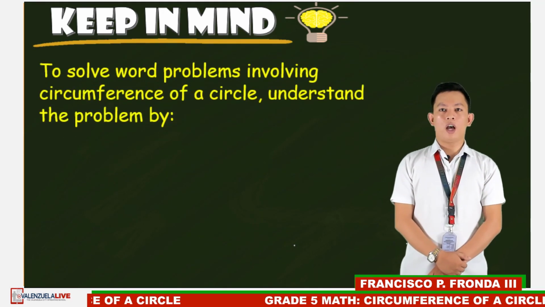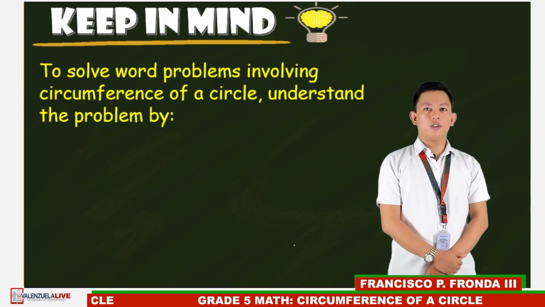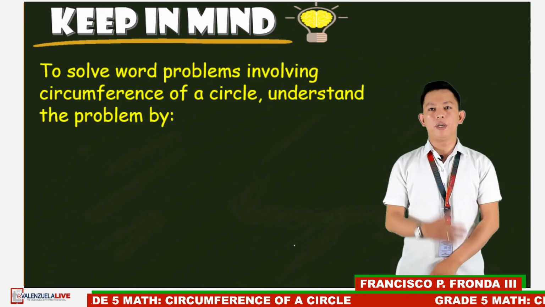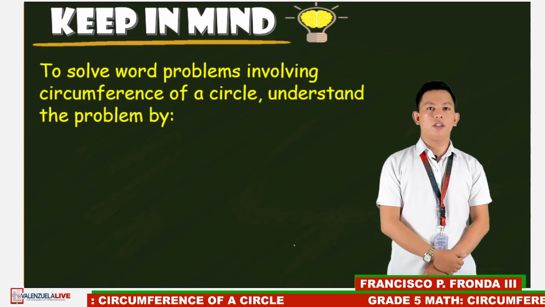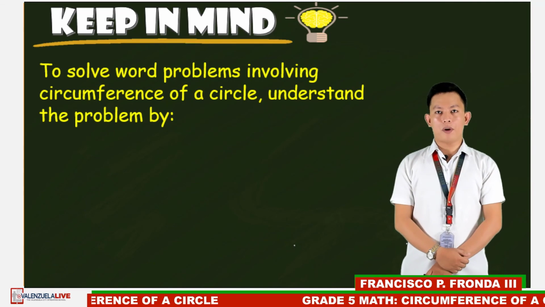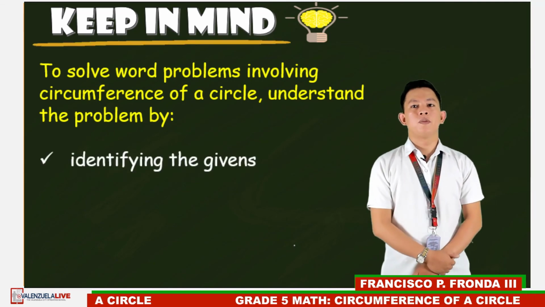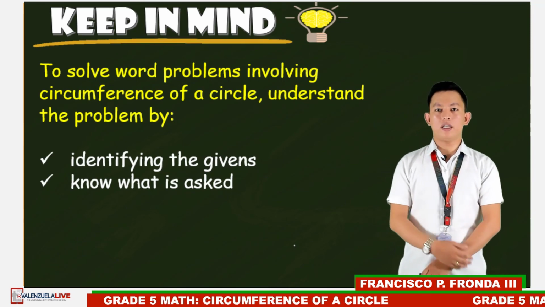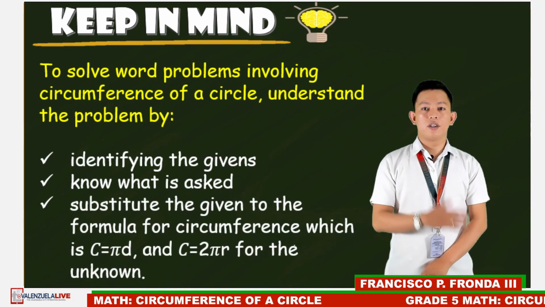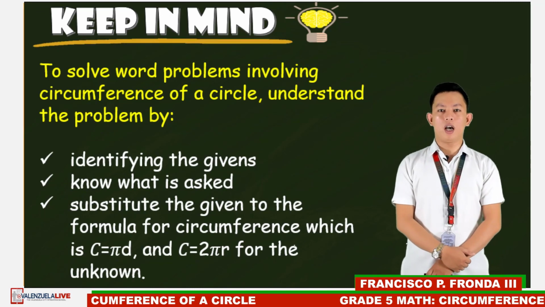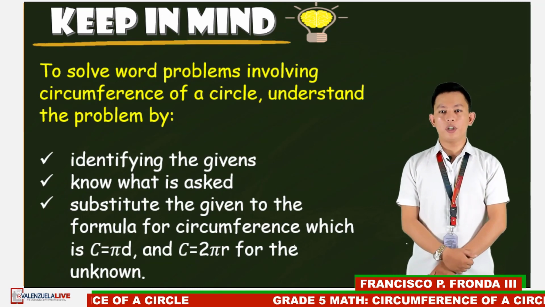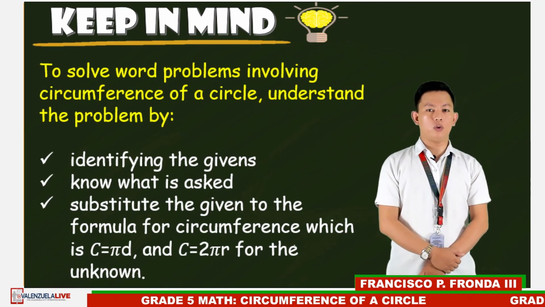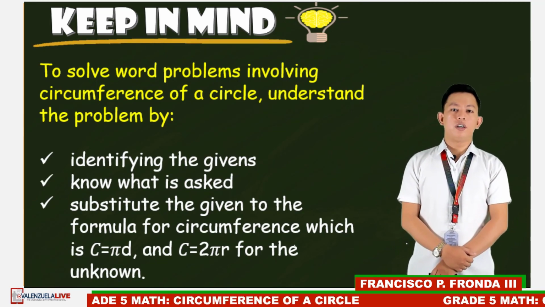Okay? Now, also, you need to keep in mind in solving worded problems involving circumference of the circle, you need to understand the problem by first, identifying the givens. Second, know what is asked. Third is substitute the given to the formula for the circumference, which is C is equal to pi times D and C is equal to 2 pi r for the unknown.